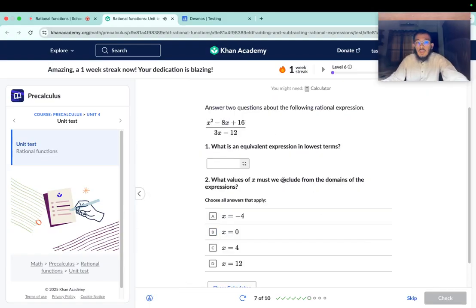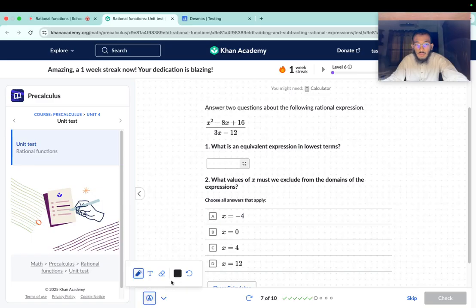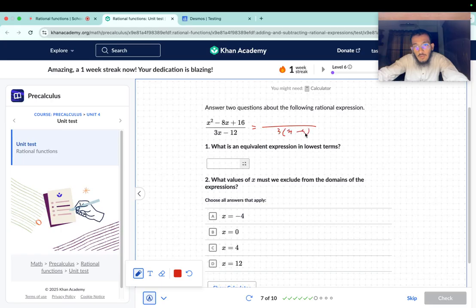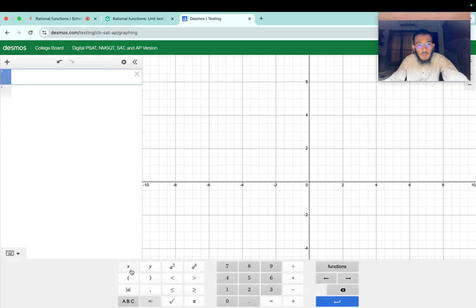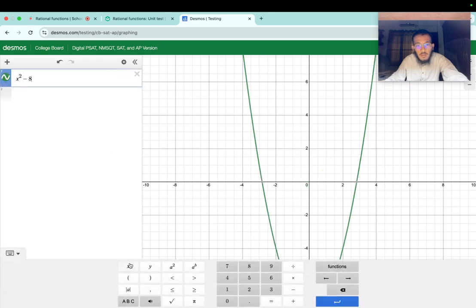There we go. Answer questions about the following rational expressions. What is an equivalent expression in lowest terms? We have to factorize. So if I take out 3 common here, we get x minus 4 because 4 3s are 12, and x squared negative 8x plus 16.